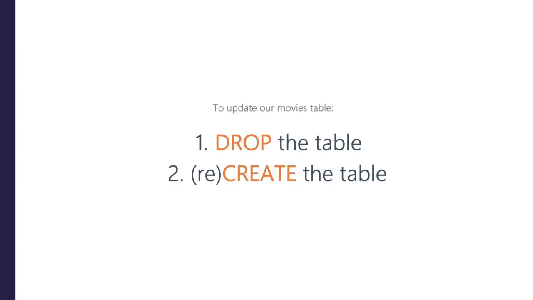So when we want to update a table, we need to do this in 2 steps. First, we need to drop our table, which essentially means remove it or delete it from our database. Then second, we need to recreate our movies table with that director ID in one of our columns instead of just the director's name. So let's move back to MySQL Workbench and do this now.